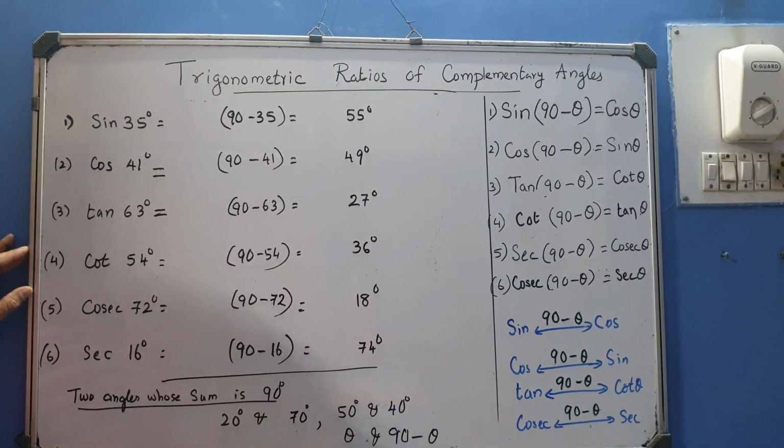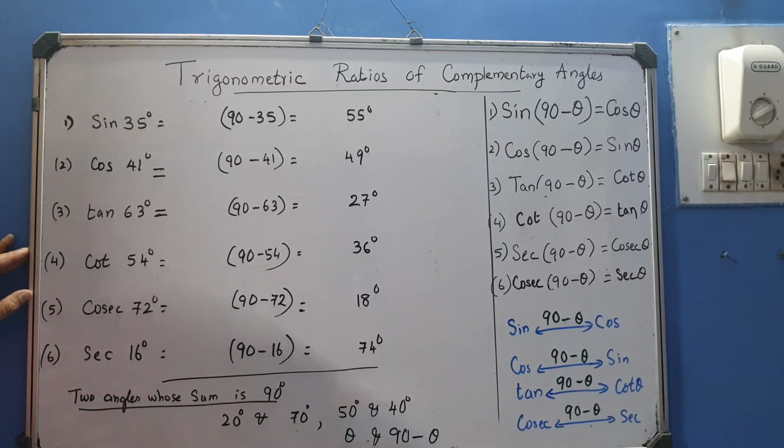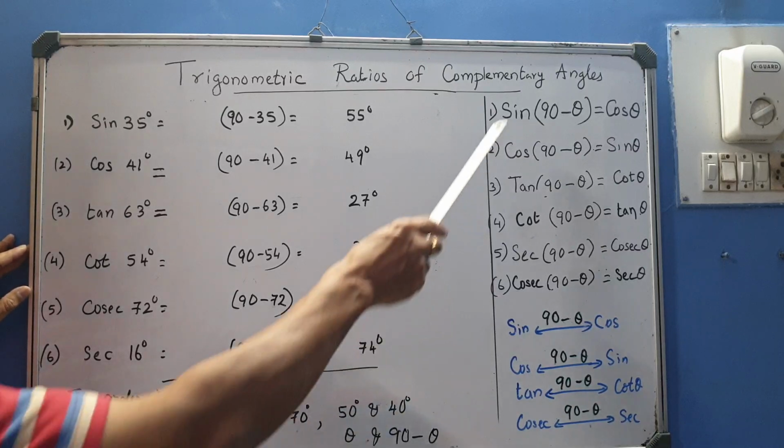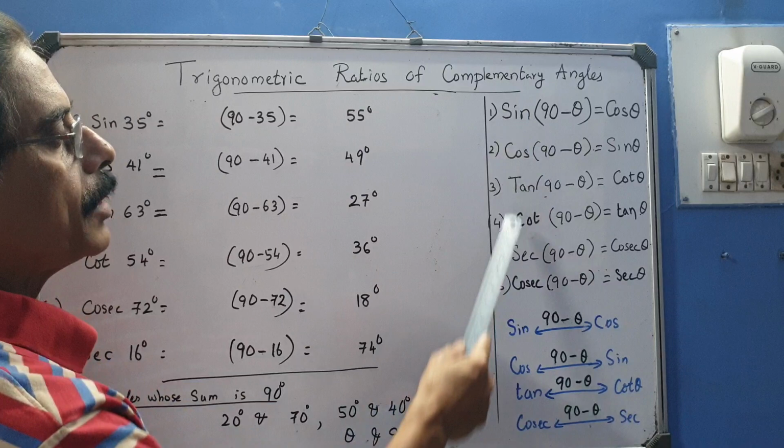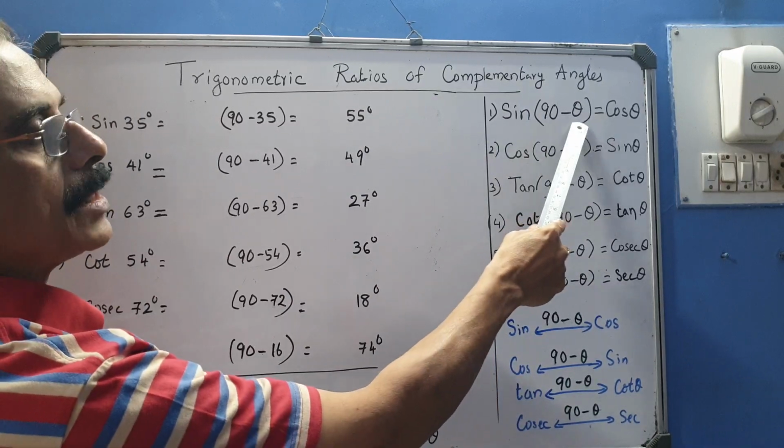50 and 40 are complementary angles because the sum is 90. Theta and 90 minus theta are complementary angles because their sum is 90. So now, some of the formulas I have written here. You have to learn this formula by heart, copy the formula and learn it by heart. Sine 90 minus theta is cos theta.